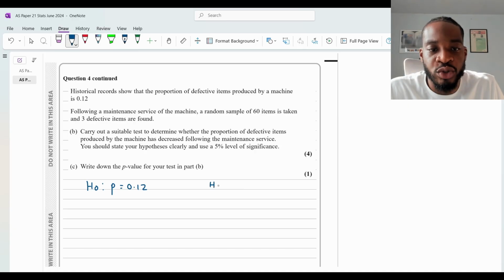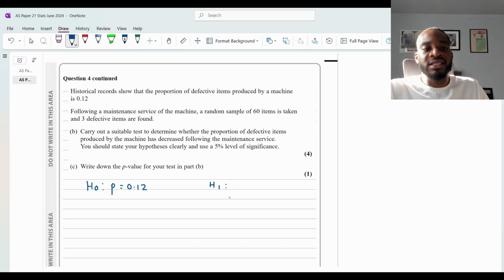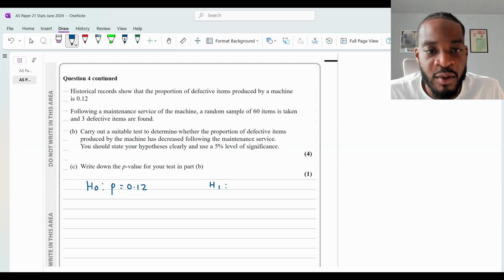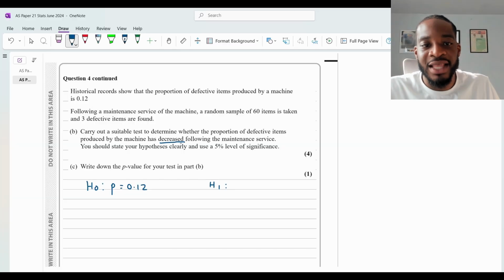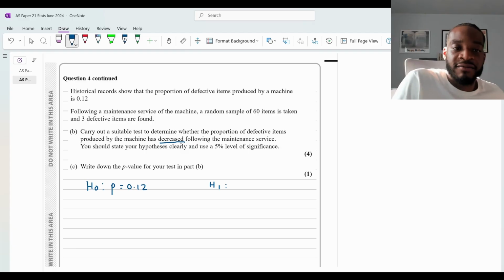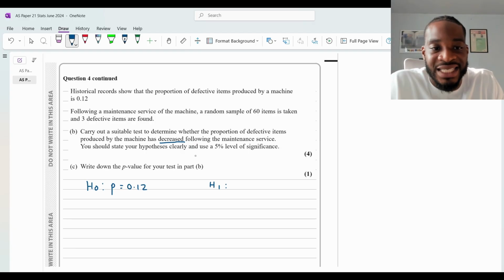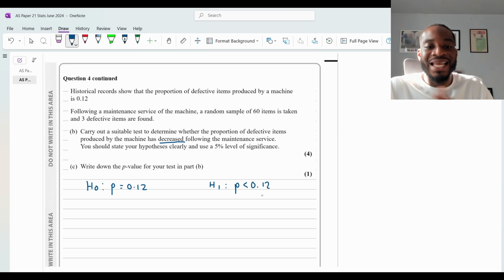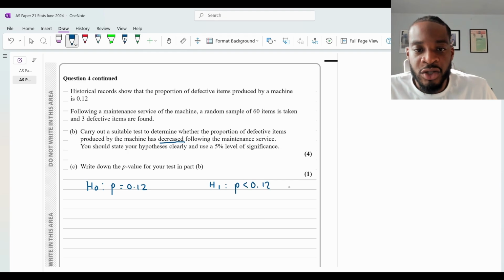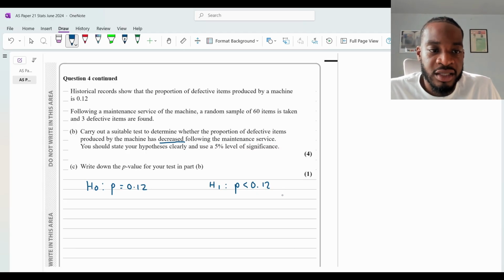Now, H1 is our alternative. What are we investigating? Carry out a suitable test to determine whether the proportion of defective items produced by the machine has decreased. That word is key, decrease. This tells me what type of tailed test it is. It is a one-tailed test because it's going in one direction, to the left. So I'm going to say P is less than 0.12, less than the null hypothesis. So that is the null and alternative hypothesis done. This will give you 1 mark currently.